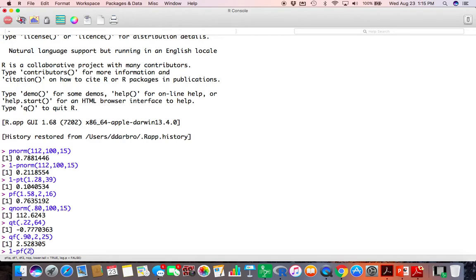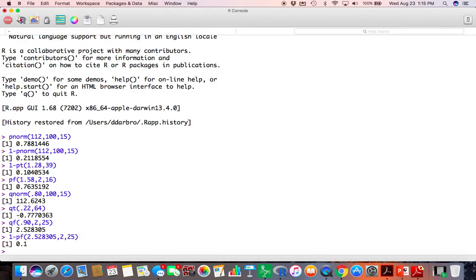So we don't get into any wackiness, I'm going to go ahead and just type out the whole 2.528305. Degrees of freedom 2, 25. Now, if the previous answer is right, what should we get here? Well, we should get the area to the right because we subtracted from 1, so we should get something close to 0.10. Pretty good, 0.1.